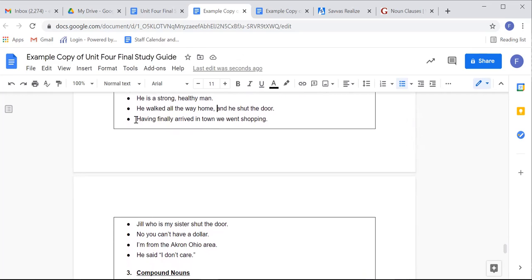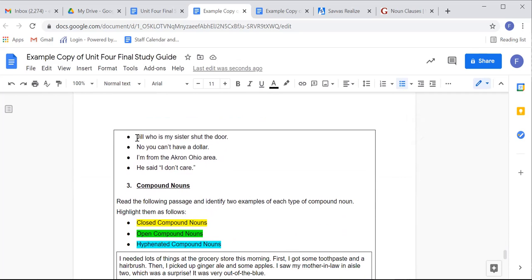Next one, having finally arrived in town, we went shopping. I need a comma after town. And this is because of rule 2. I am starting this with an introductory phrase. It's a dependent clause, so I need a comma after it.